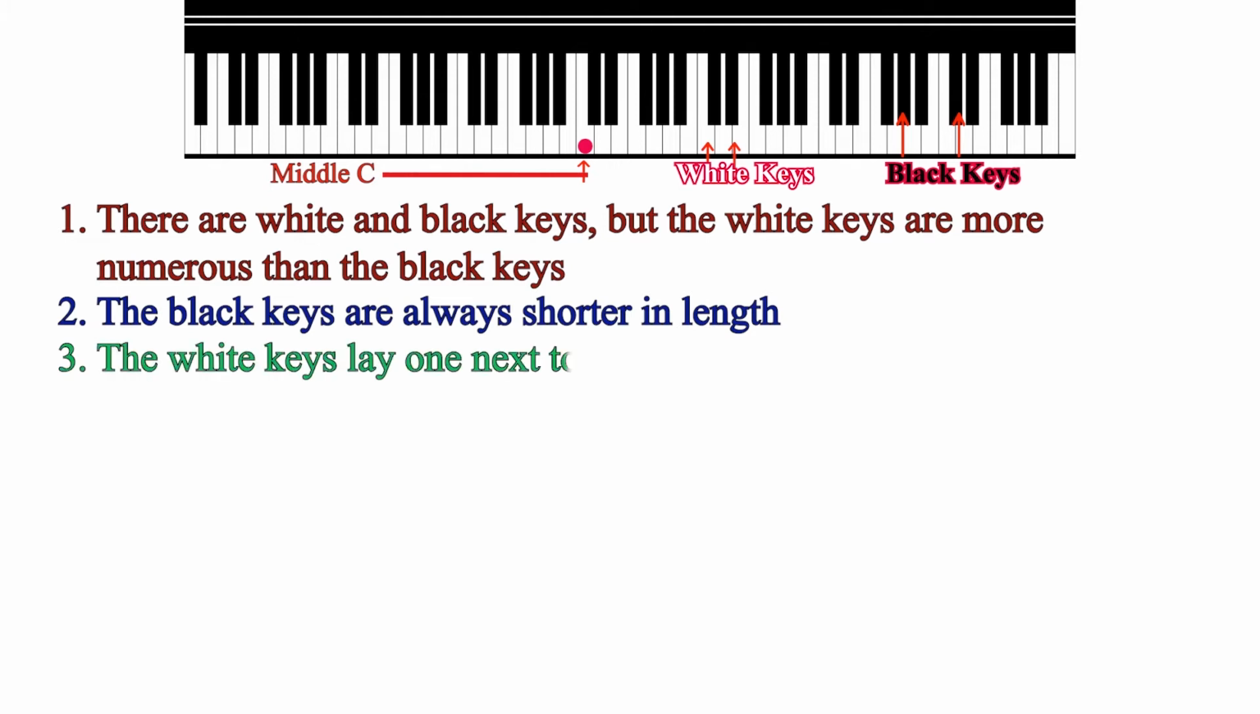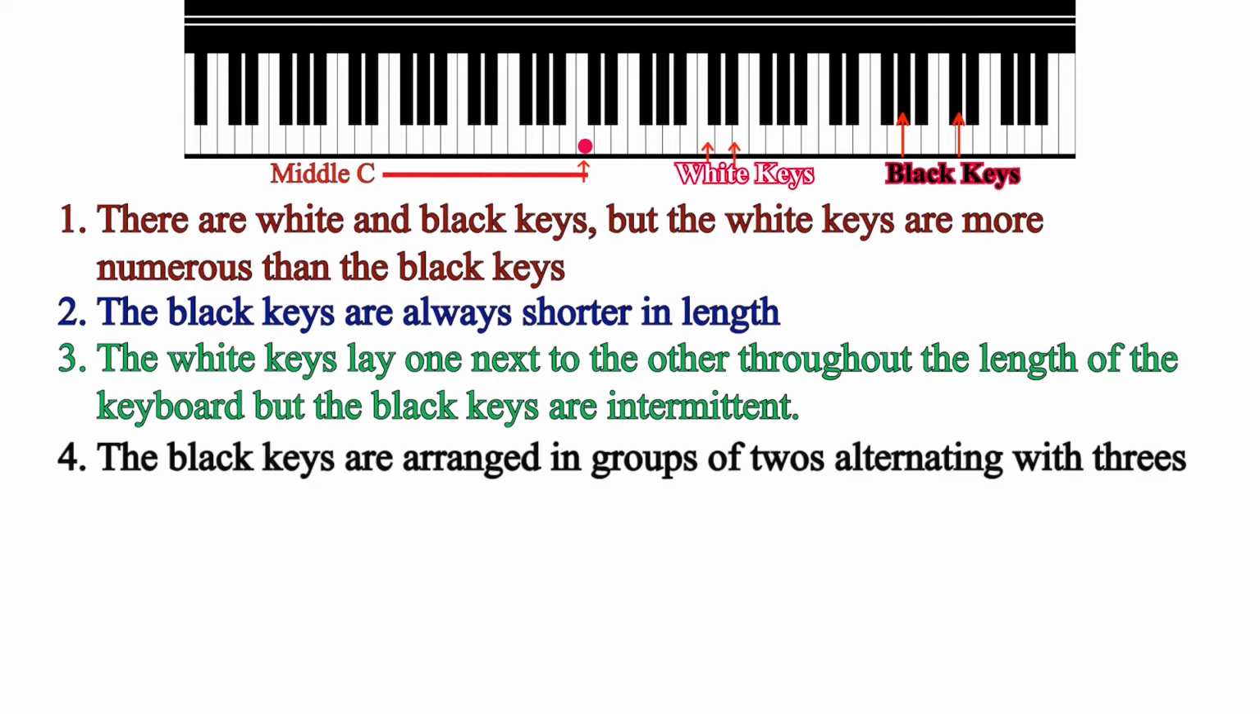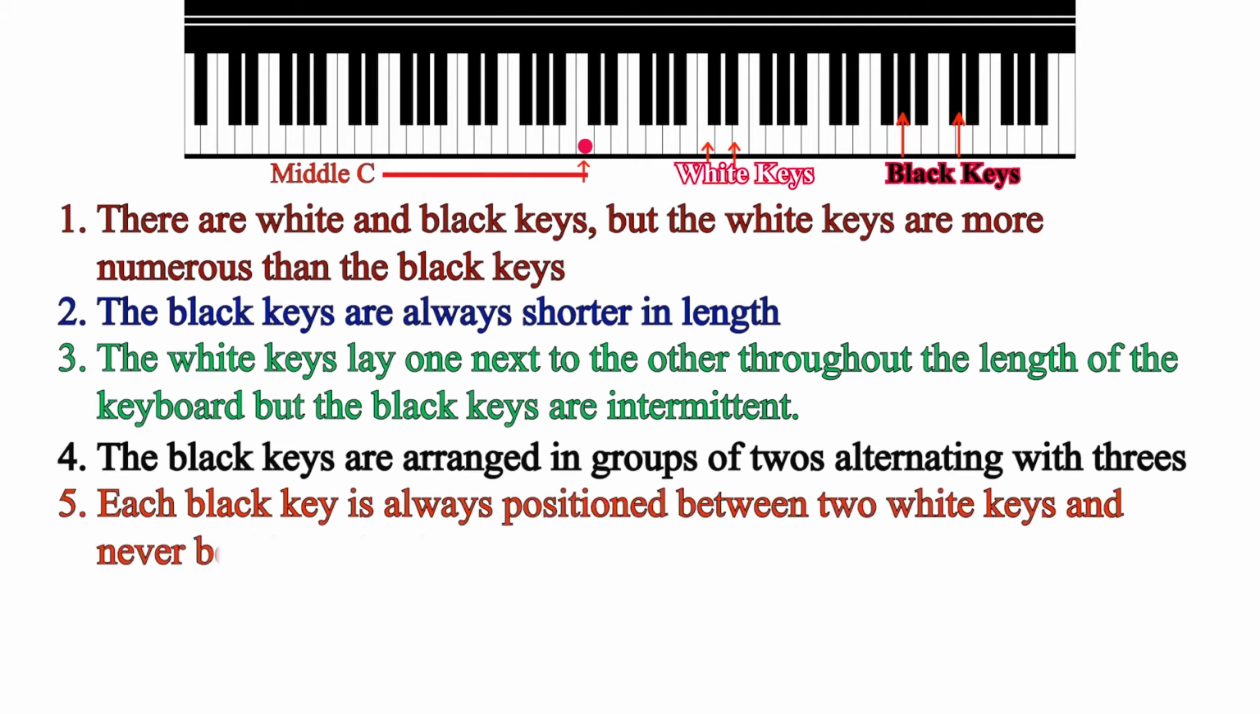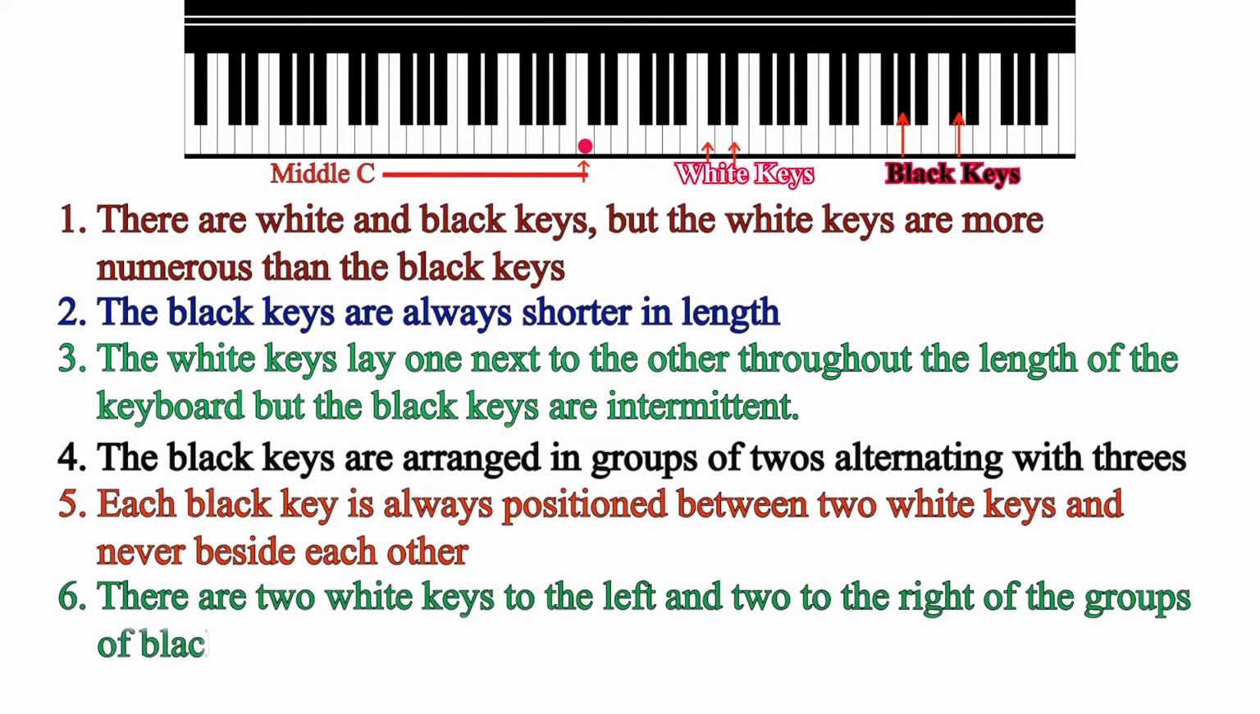3. The white keys lay one next to the other throughout the length of the keyboard, but the black keys are intermittent. 4. The black keys are arranged in groups of 2s alternating with groups of 3s. 5. Each black key is always positioned between 2 white keys and never beside each other. 6. There are 2 white keys to the left and another 2 to the right of the groups of black keys. And in each case, these 2 white keys have no black keys between them.